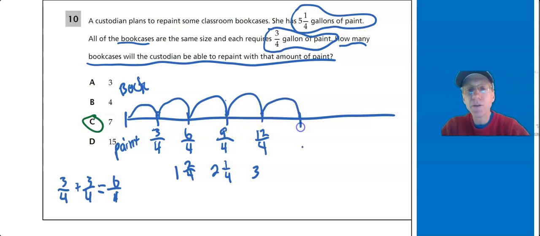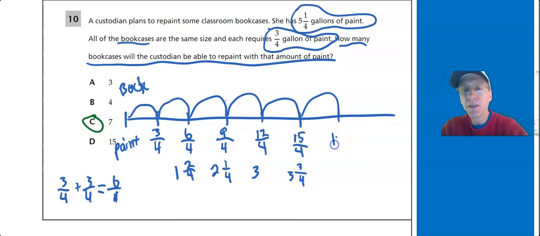Okay, here's another one. This is 15/4. Okay, so that's 3 3/4. So I still got paint left. Here is three more quarters, and you can see it's just going by threes. 3/4, 3/4, the 4 stays the same. Okay, all right. So that gives me four parts.